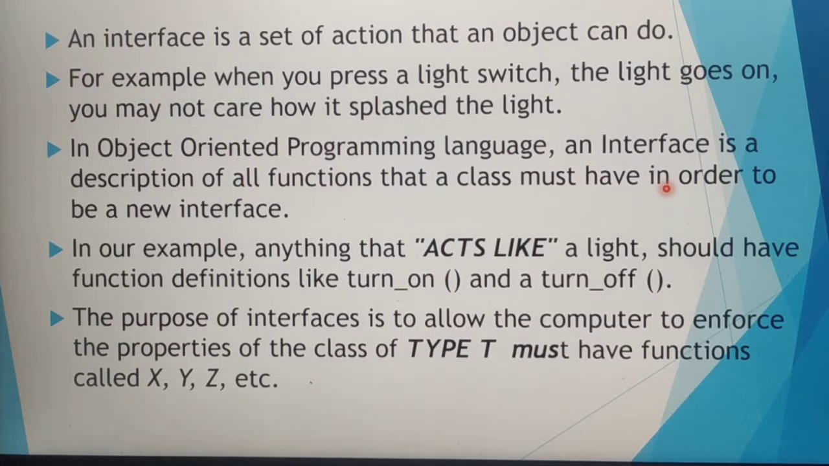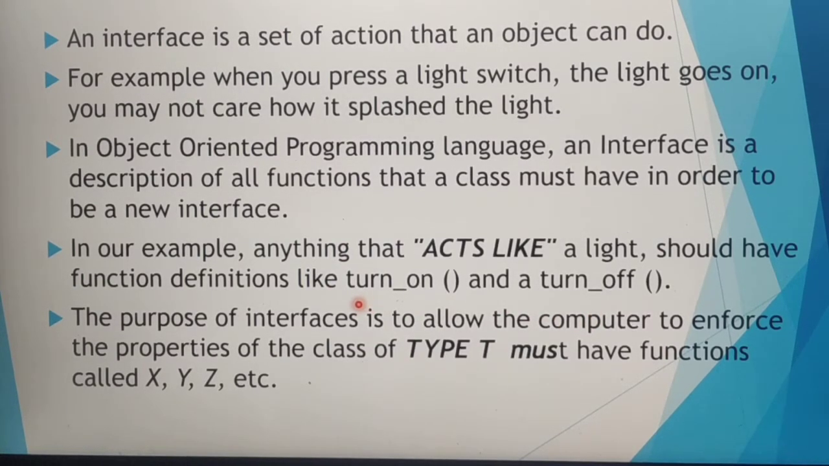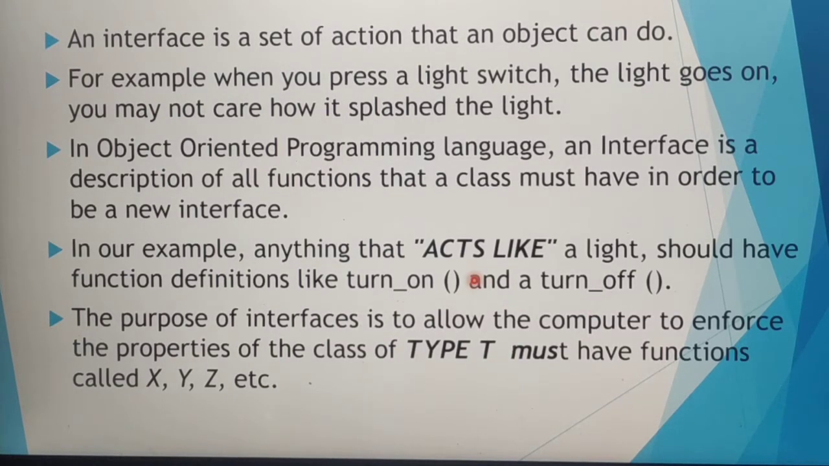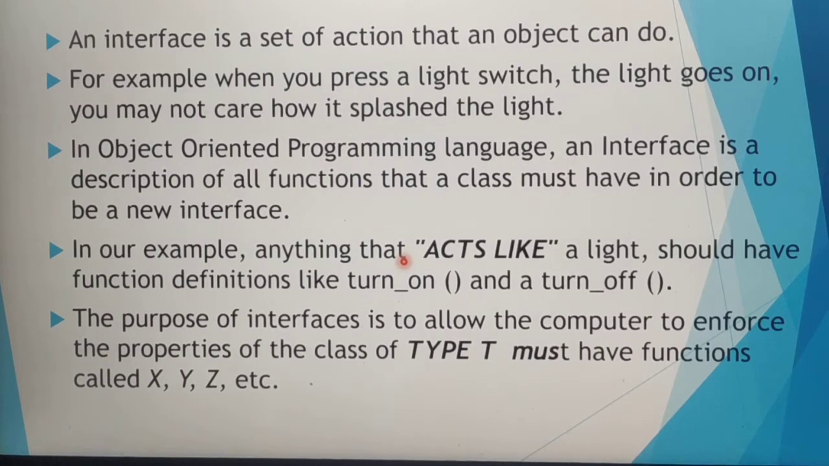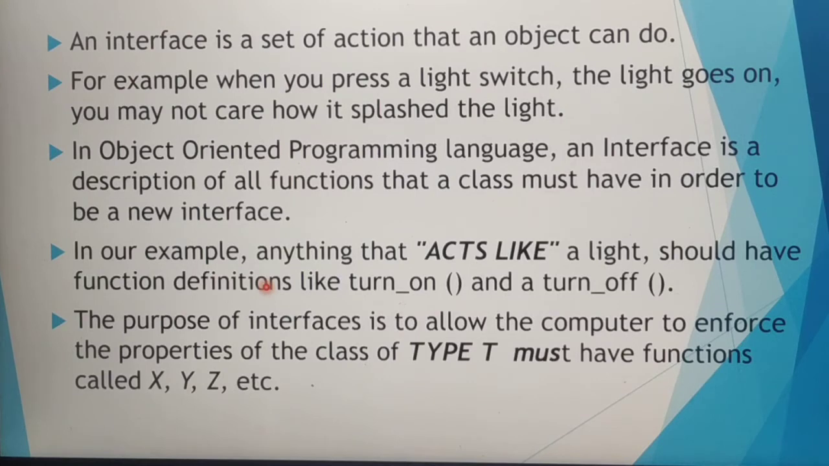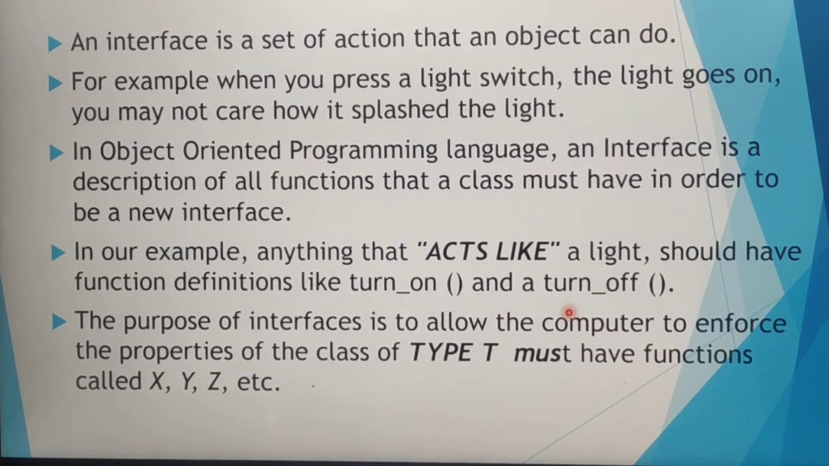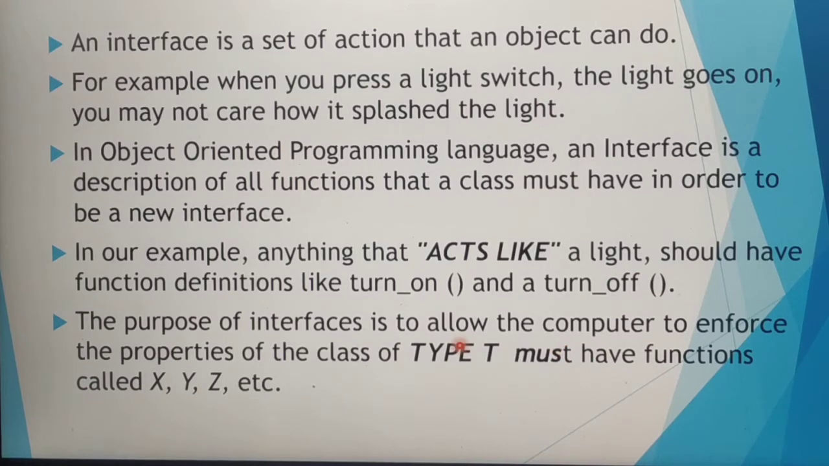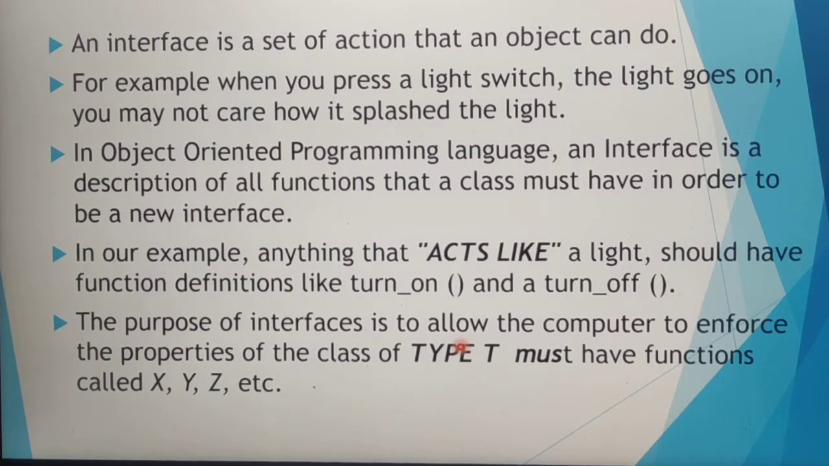Each interface has a certain number of functions that must be given in order. Order means if you want to switch off the light, it must be on. So that is the function definition like turn on and turn off. It must be in some order. So in our example, anything that acts like a light should have function definitions like turn on and turn off. Here, for the switch, we have only two functions. Like this, you can consider any interface. For each interface we have a certain number of functions to do various operations.